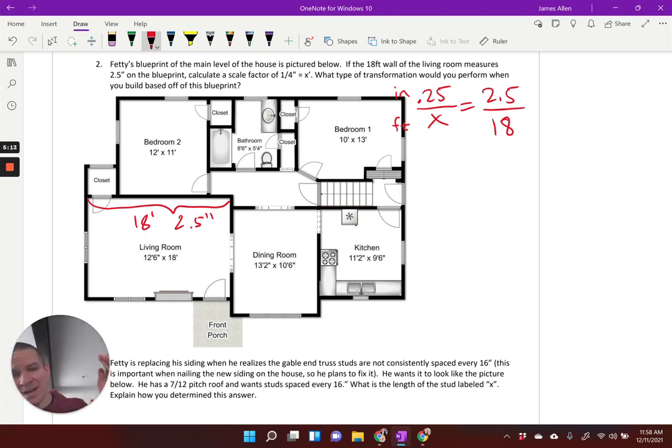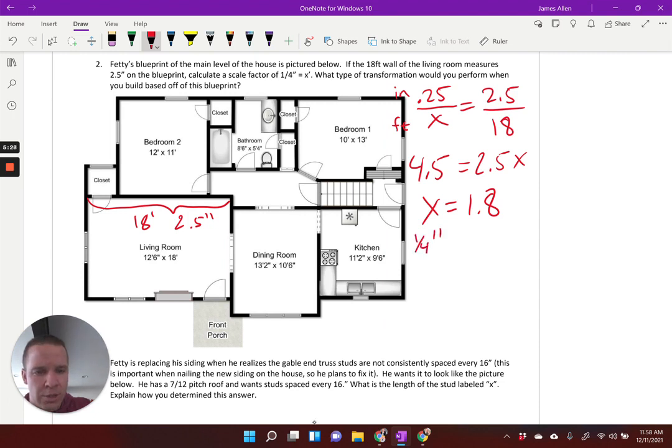So 18 times 0.25 is going to give me 4.5. 4.5 equals 2.5x. If I divide that by 2.5, it's not necessarily going to be that nice. X equals 1.8. So what does that mean? That means 1/4 inch equals 1.8 feet. Now, that would obviously not be a very ideal blueprint scale in real life, but I did want you guys to do a little bit of the math behind it. Usually they'll be like 1/4 inch equals 1 foot, or 1/4 inch equals 10 feet, or whatever. They'll usually be very nice numbers, but we're just kind of mathing through this one.